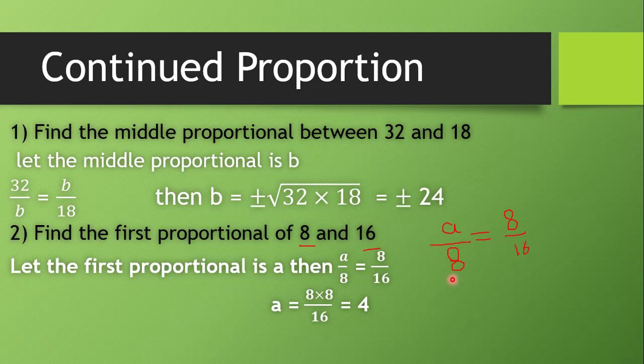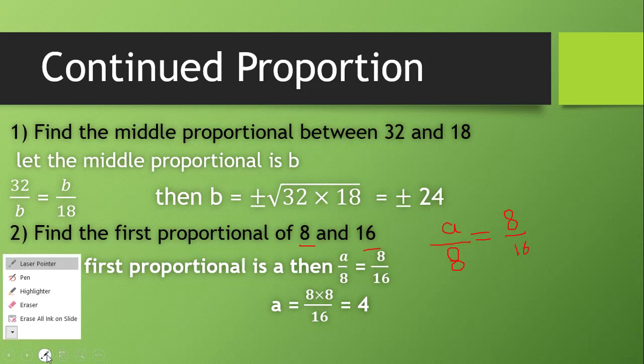So in the first exercise, we calculate the middle proportional by taking positive or negative square root of first proportional times third. And here we want the first proportional, so we multiply the middle proportional by itself over the third proportional.